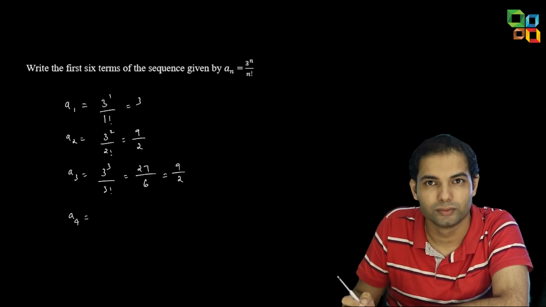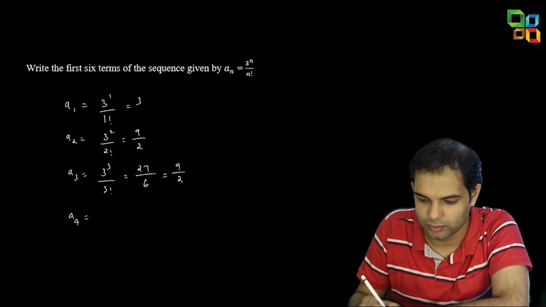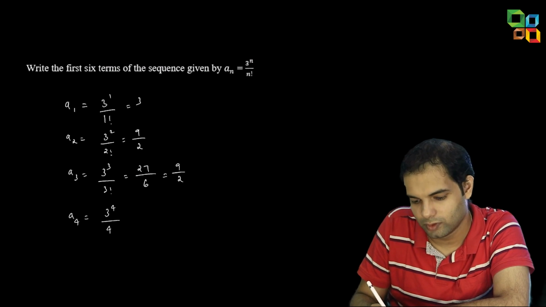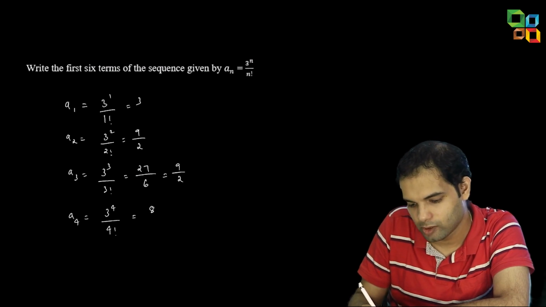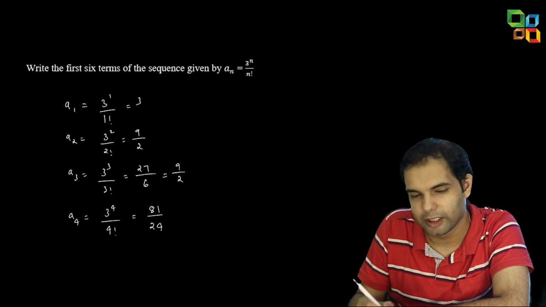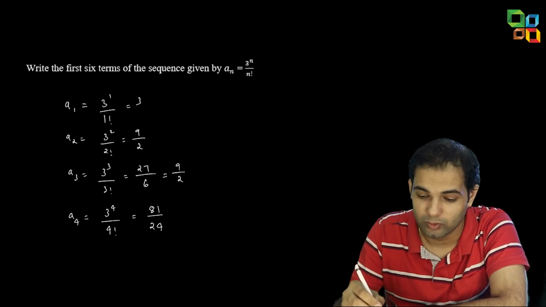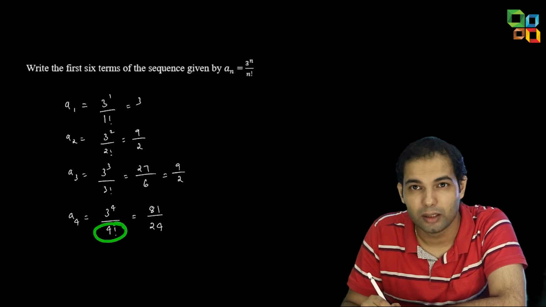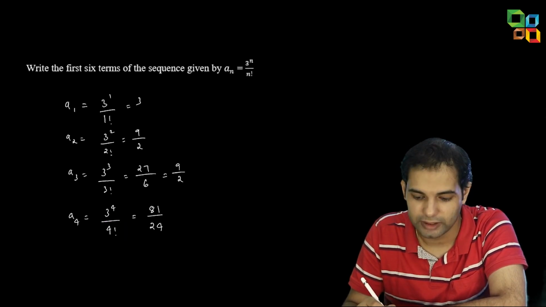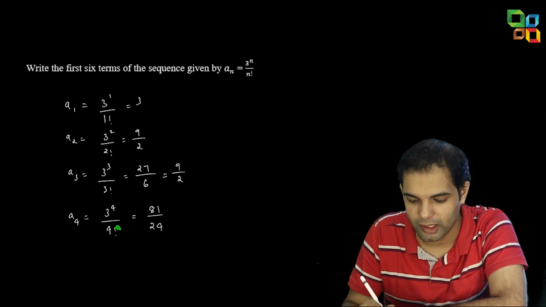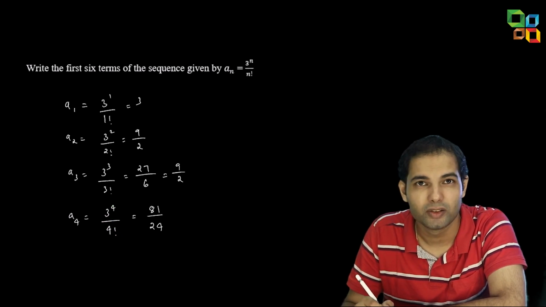A4. Sir, 3 to the power 4 by 4 factorial. Okay, 81 by 24. We'll keep it as it is. We won't simplify. Again there will be a 3 common, because one of the hints is that in the numerator these are only powers of 3, so the denominator should have a 3 so that you can divide. So there is always a 3.